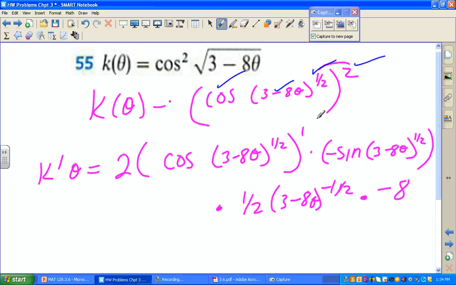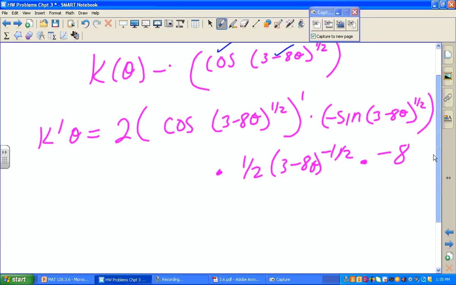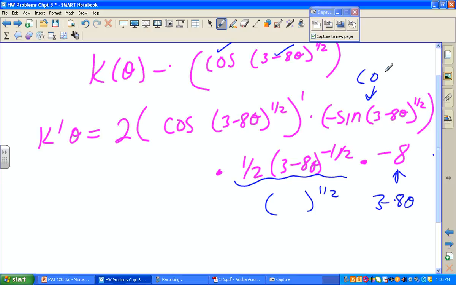The thing is, you can't combine the 2 and the 1/2. They aren't next to each other. The derivative of the half is right there. That's the derivative of the half. This is the derivative of 3 minus 8 theta. This is the derivative of the cosine of the angle, and this is the derivative of the squared. Okay? So every part is accounted for.